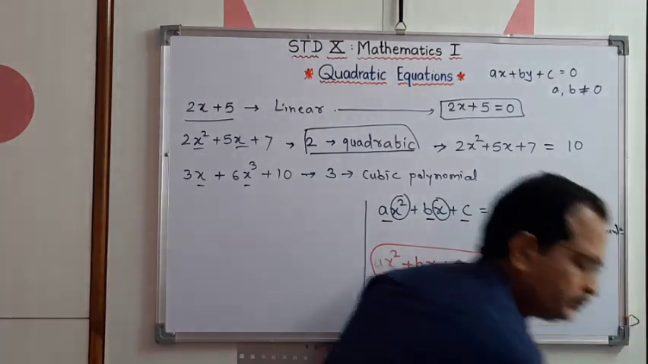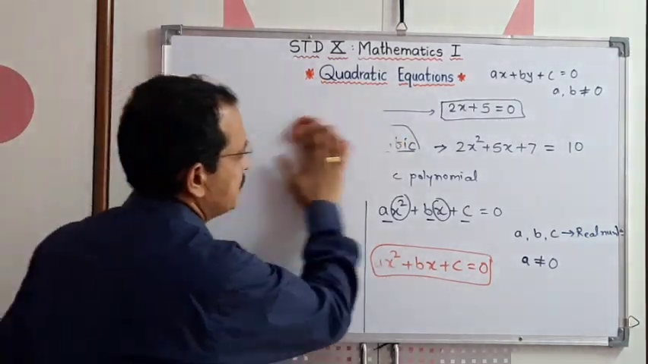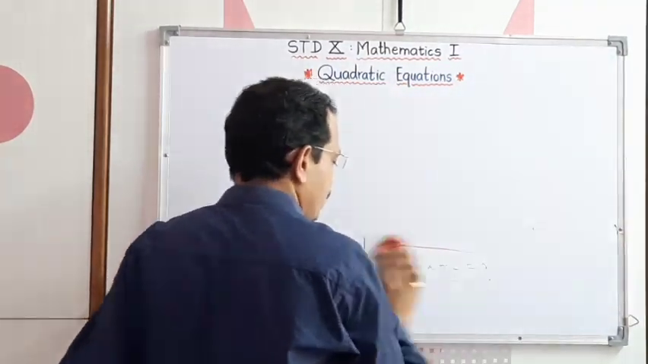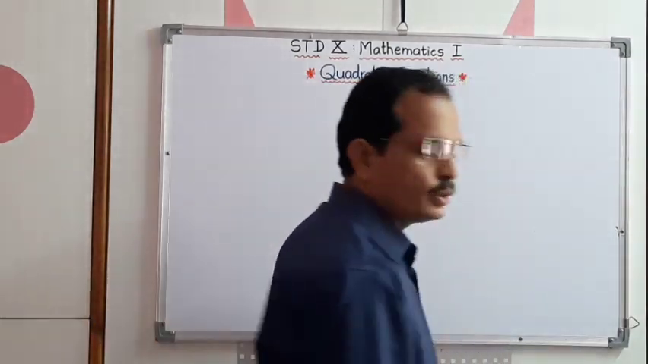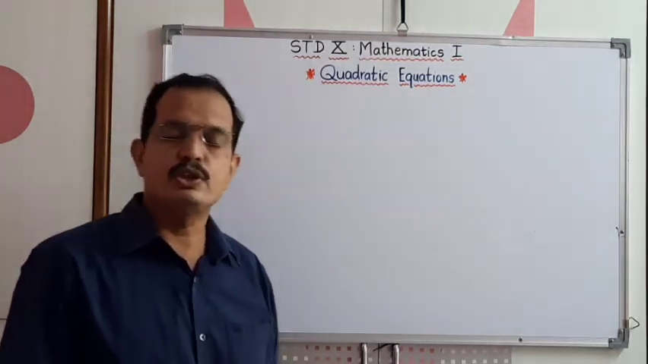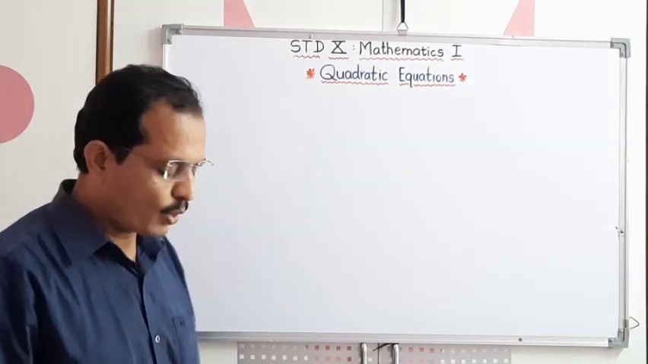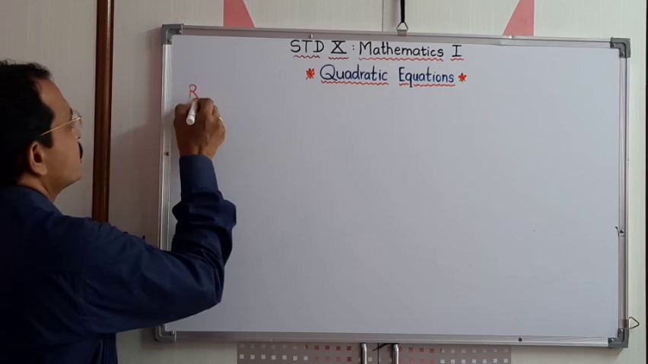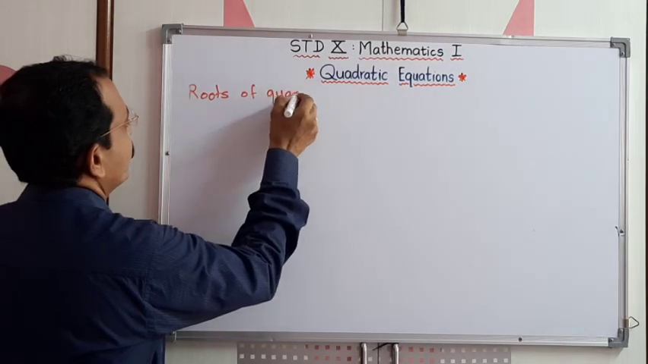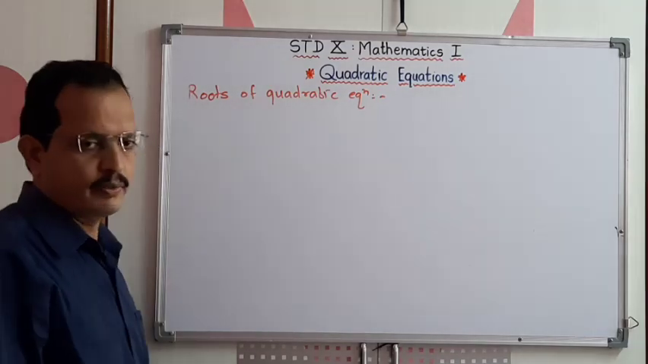Now dear students, as we solved in the previous chapter, that is linear equations in two variables, we learned how to solve linear equations in two variables. We found the solutions of linear equations in two variables. Now we have to learn about the roots of a quadratic equation. Therefore, we have to see another topic, roots of quadratic equations. Now what is the root of a quadratic equation?